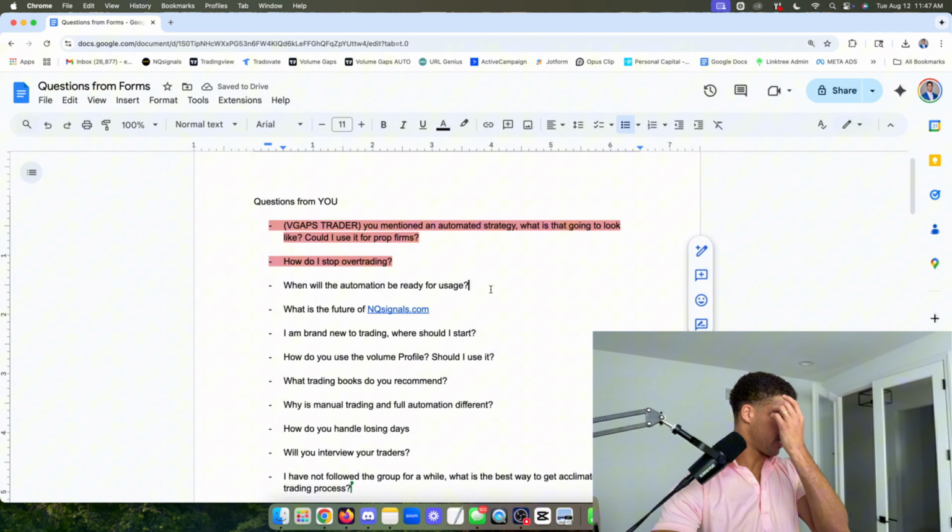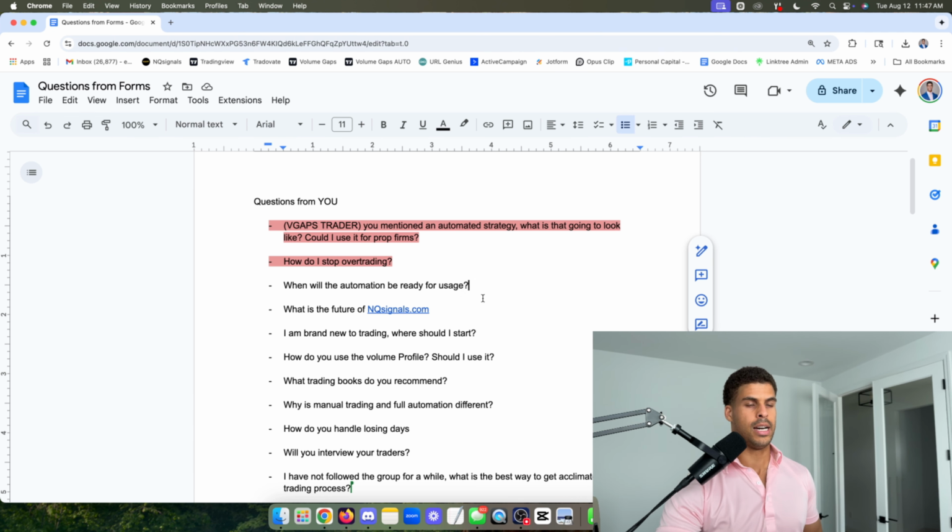When will the automation be ready to use? I don't know. I don't have a set time frame for this one yet. The full automation, that is. The semi-automation is ready to go right now, but the full automation will be ready to use, I think, in the next week or two.